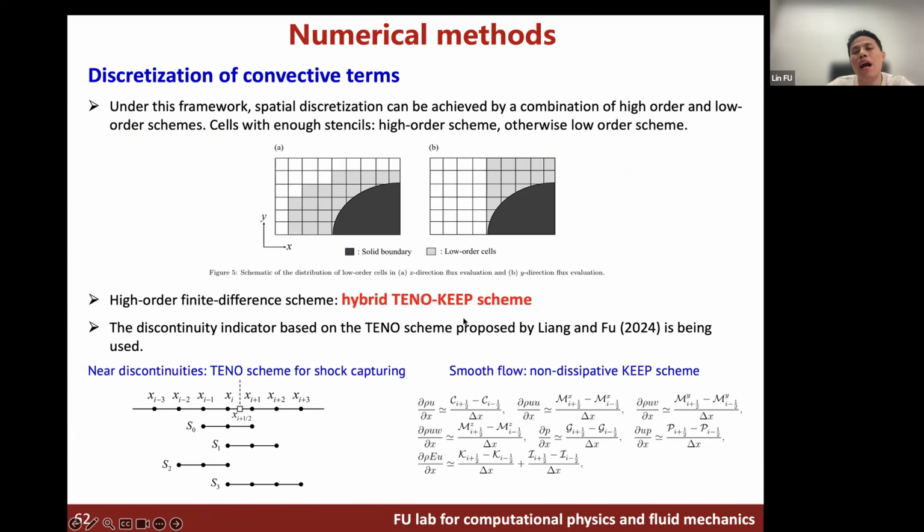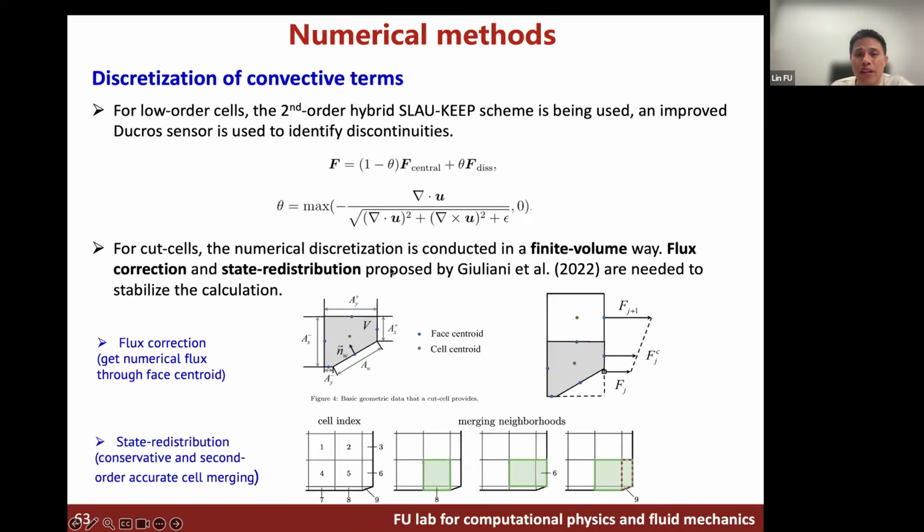But the KEP scheme cannot handle shocks and high compressibility. So the TENO scheme handles the highly compressible regime, and the KEP scheme handles mostly the linear regime, and we get sixth-order accuracy. Also, this TENO dissipation can function as an implicit LES model to replace the explicit model, which is actually not necessary in compressible flow. If you add that explicit model, it will be over-dissipative.